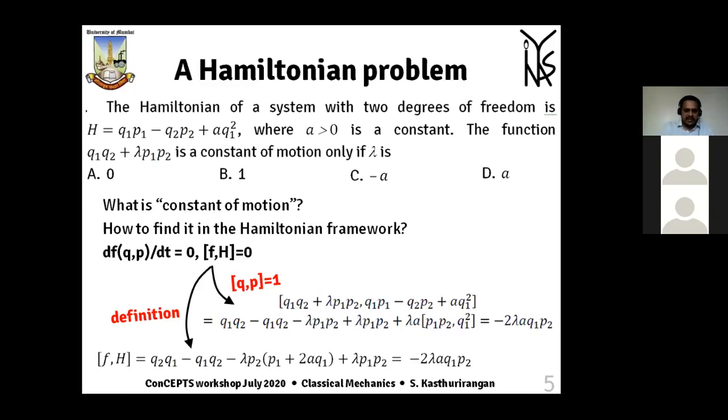The answer in this case turns out that you require lambda to be 0, because you want the Poisson bracket of f comma h to be 0, and you are getting it equal to 2 lambda a q1 p2. q1 and p2 are dynamical variables, they will take any value. A is a positive constant already given to you, so the only option to make this term 0 is that lambda should be 0. Once again, all this thinking is compressed into almost a few seconds. The rest of the time is required to actually do the algebra. So you need a lot of practice of these kinds of problems. That is the real preparation.